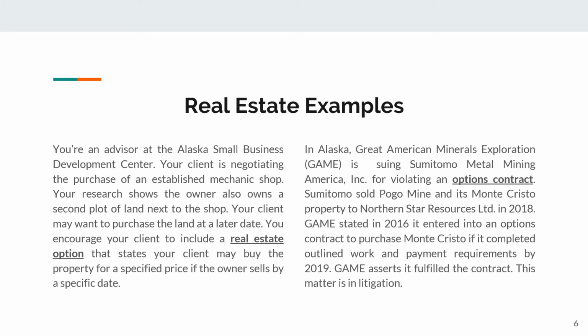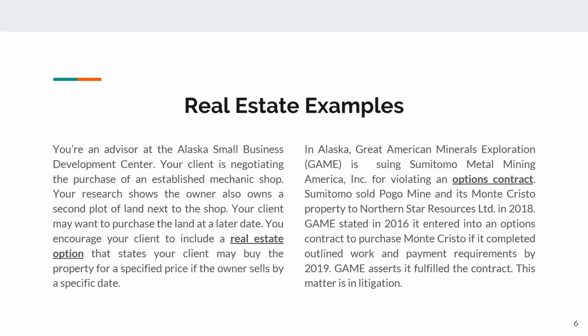Now let's look at a couple of real estate examples. These are specific situations that you may potentially encounter when you are working in the business world. So for the first one on the left here, let's assume that you're an advisor for Alaska Small Business Development Center. Your client is negotiating the purchase of an established mechanic shop. Your research shows the owner also owns a second plot of land next to the shop. Your client may potentially want to purchase this land at a later date.